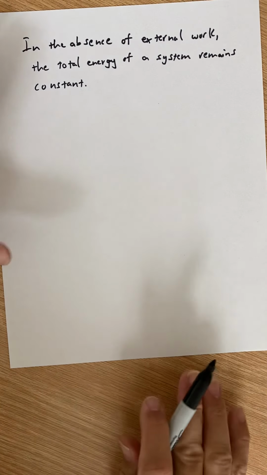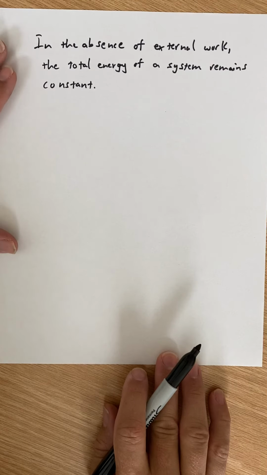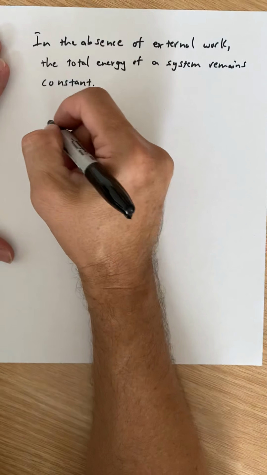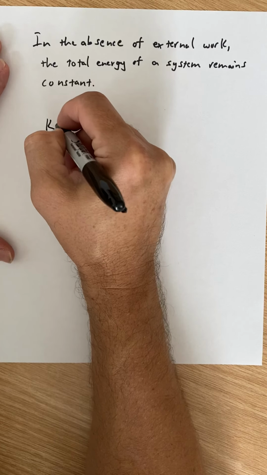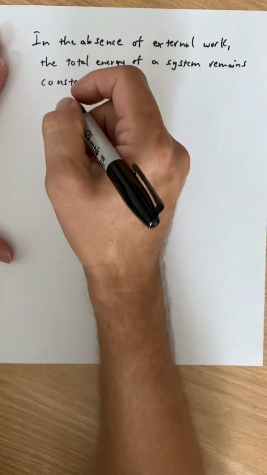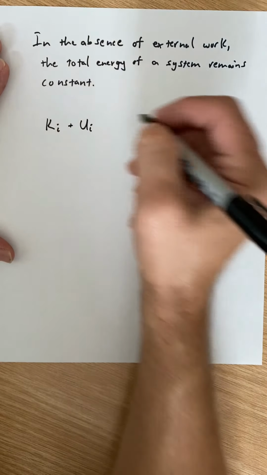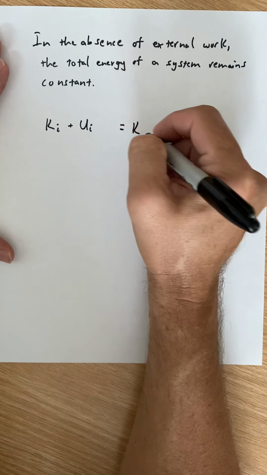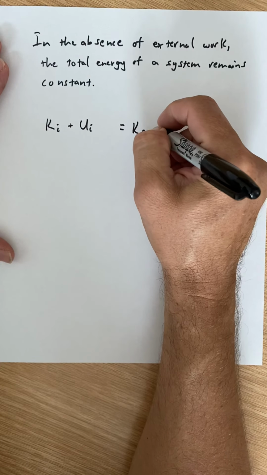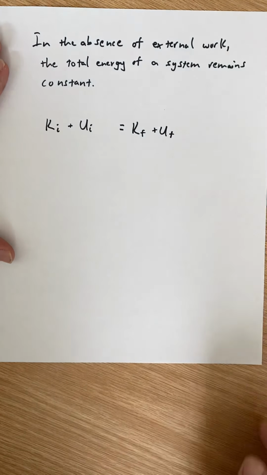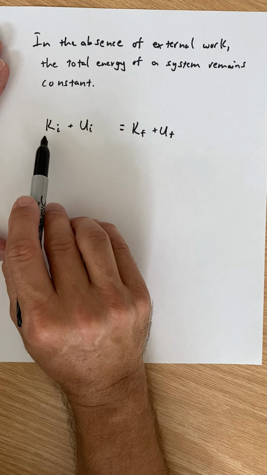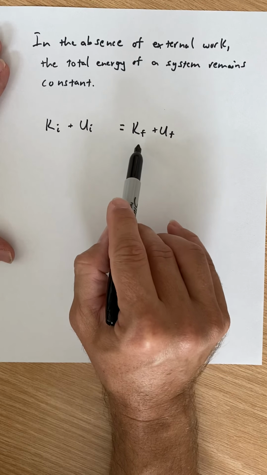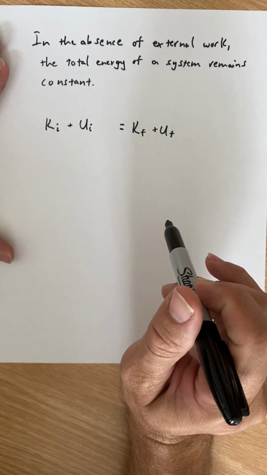So how do I write that mathematically? Well, the total energy of the system is going to be kinetic energy plus potential energy. So I can write it this way: the initial kinetic energy plus the initial potential energy must equal the kinetic energy at any other time, final, plus the potential energy at that same time. What this is saying is that if I sum up the kinetic and potential energy at any time, that's got to equal the kinetic and potential energy summation at some other time.